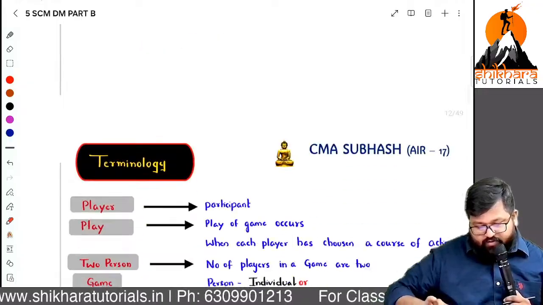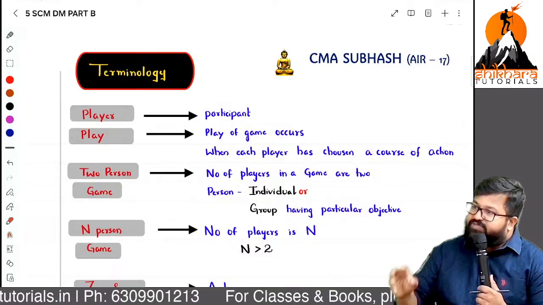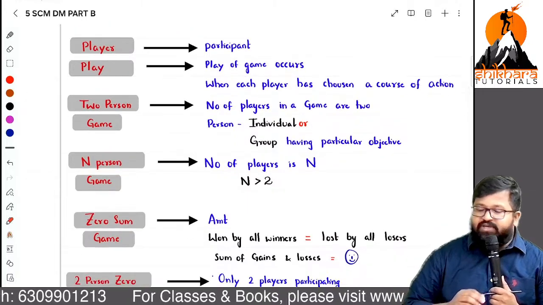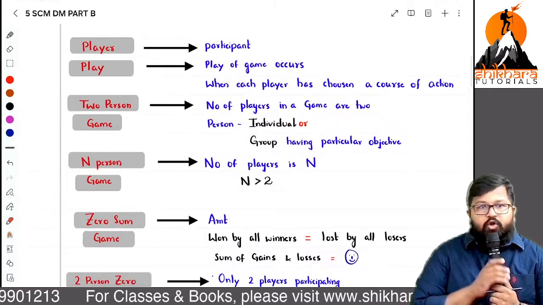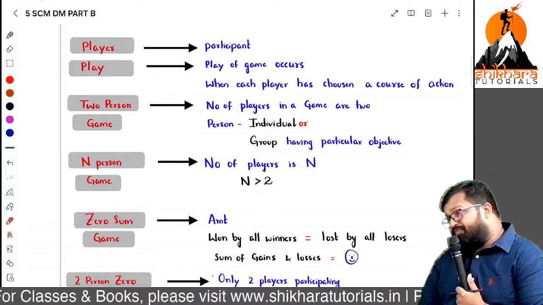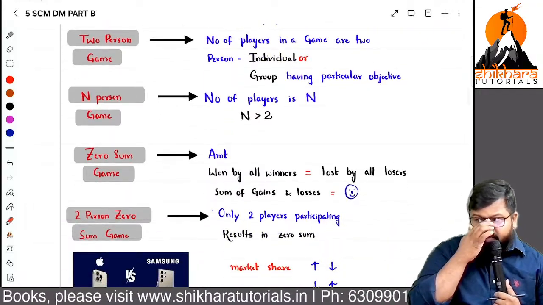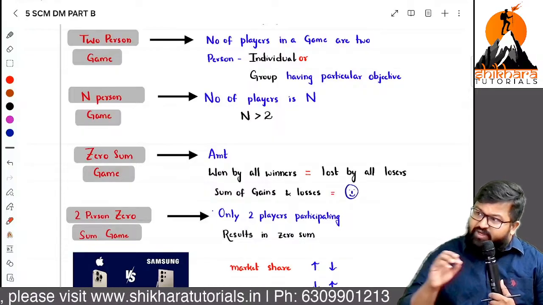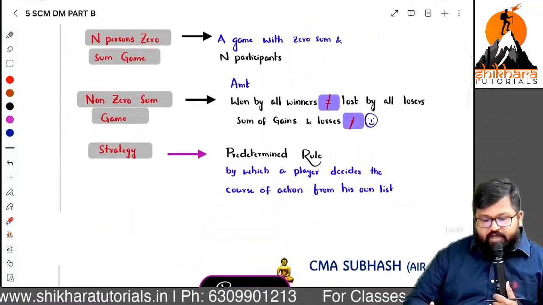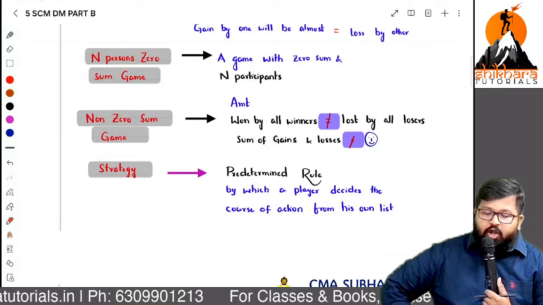Okay. So these terminologies are clear now. Player: how many players? Basically, the person who is participating in a game is a player, and play is nothing but the game played by them. What is a 2-person game? 2 players. Then the order of the matrix will always be 2 by 2. What about an n-person game? More than 2. Then what about a zero-sum game? If the net result is equal to 0, that is a zero-sum game. A non-zero-sum game is one where the net result is not equal to 0.